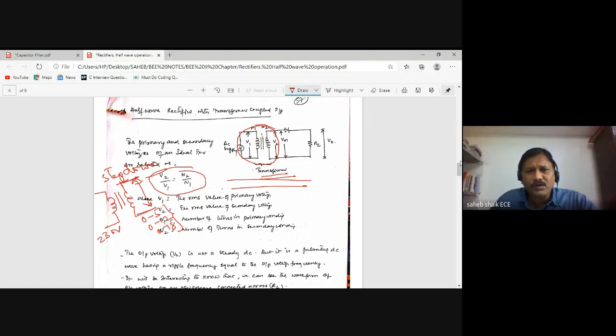So for the calculation part, this is the concerned expression. V2 is the output, V1 is the input voltage, N2 is the number of turns in the secondary, and N1 is the number of turns in the primary. That is, V2 by V1 is equal to N2 by N1. These things you have already studied in the previous class.